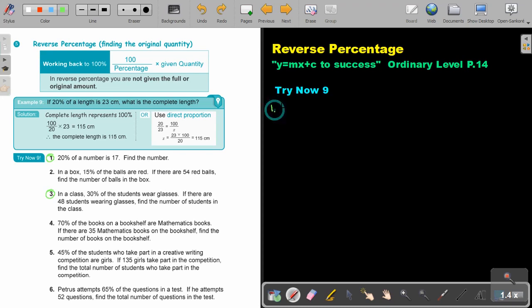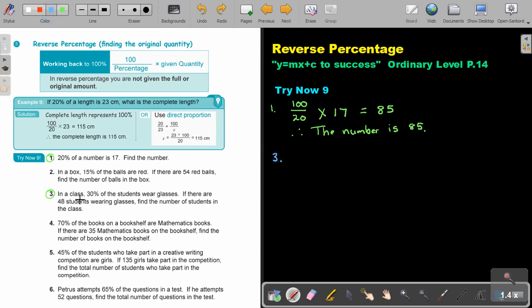Let's start. Number 1. 20% of a number is 17. Find the number. So basically, I'm just going to put the 100% over the 20% and I'm going to multiply by 17. And that will give me 85. So, because it's a word sum, I can end by saying, find the number, the number is 85.